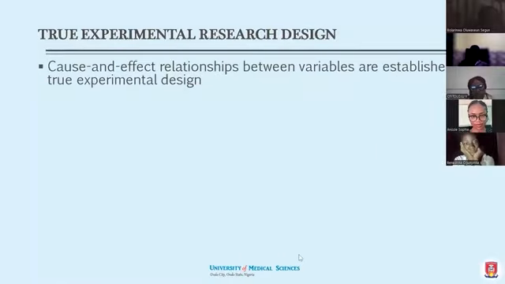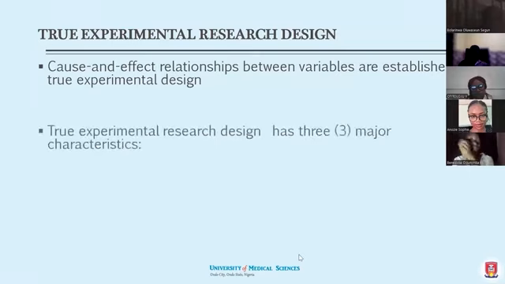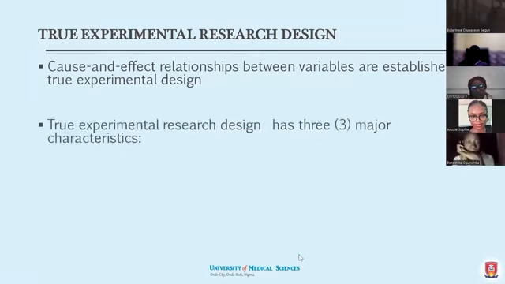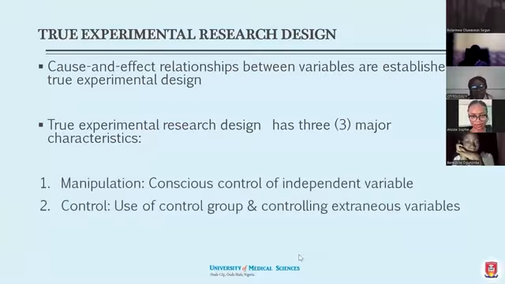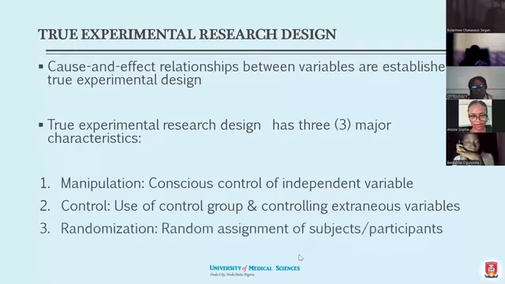So, what is true experimental research design? In true experimental research design, yes, the cause and effect relationship is established, but there are three major characteristics of true experimental research design. These are: one, manipulation, and this talks about conscious control of independent variables.